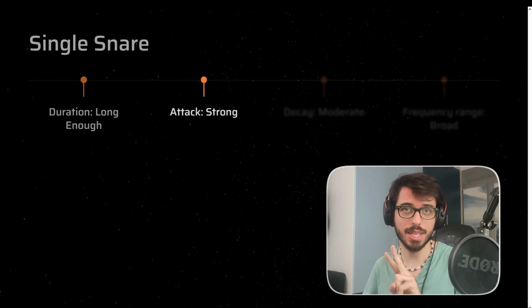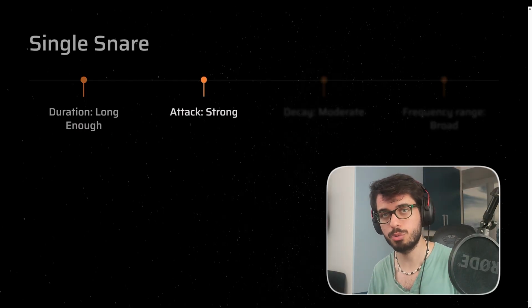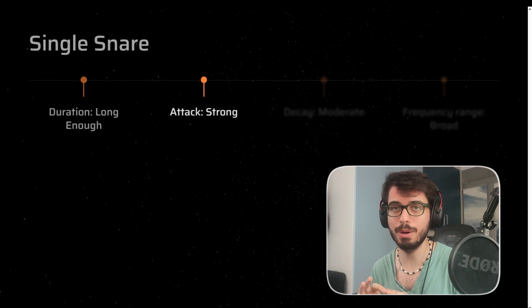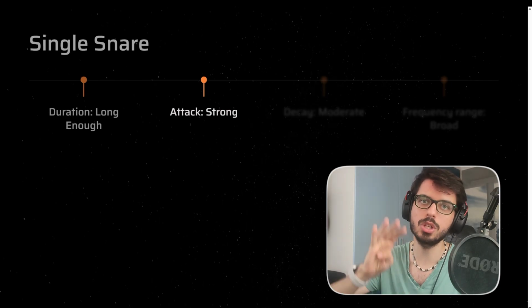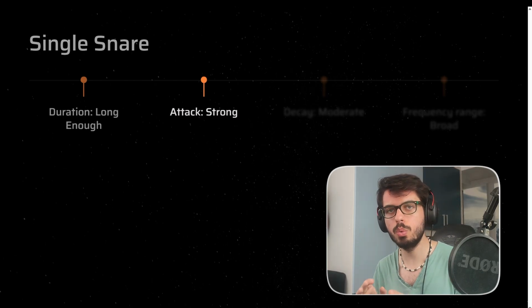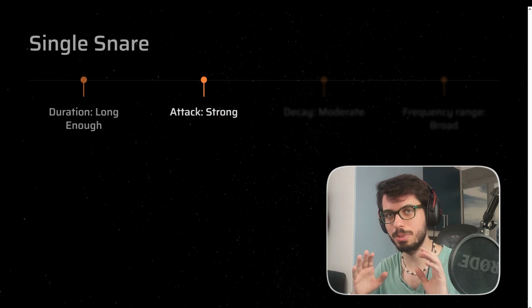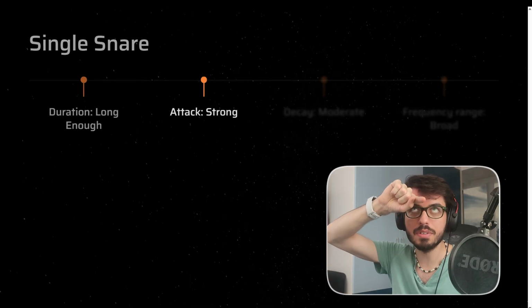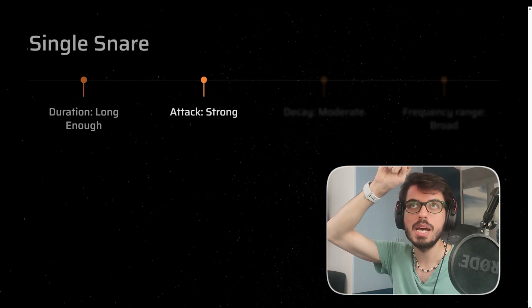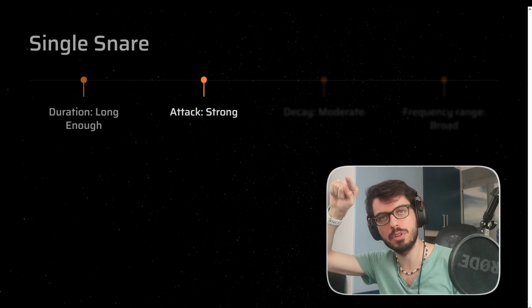Second thing, the attack. We want a strong attack because we are talking about snares, something that plays on the 2 and on the 4. So we want this to be present and punchy. In the first milliseconds, we want something that goes up a lot, and then decays slowly.